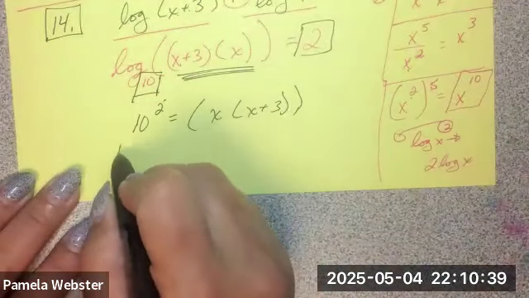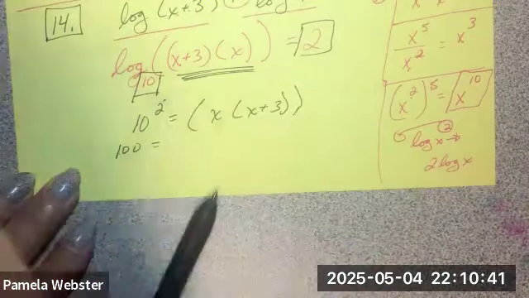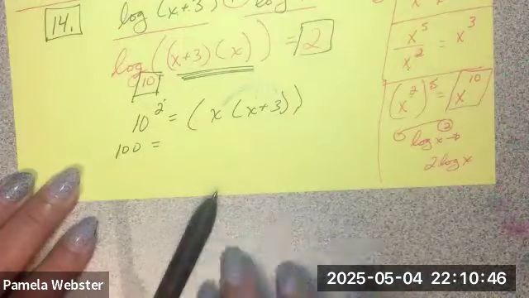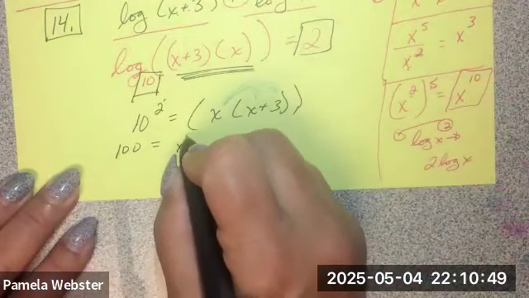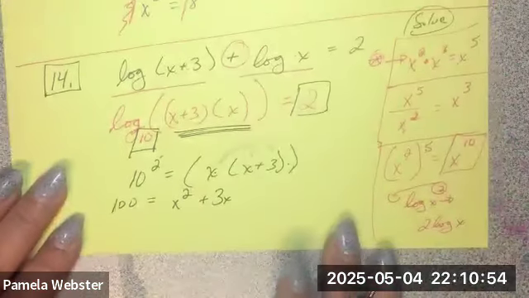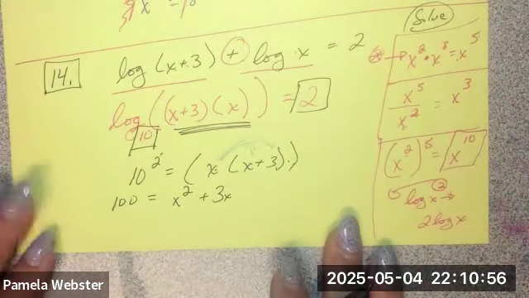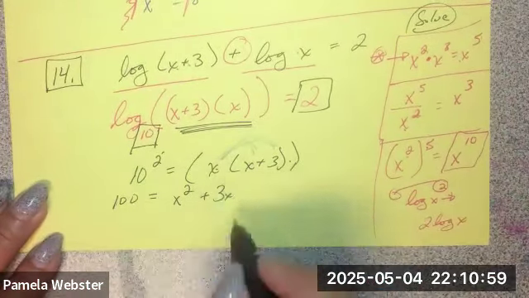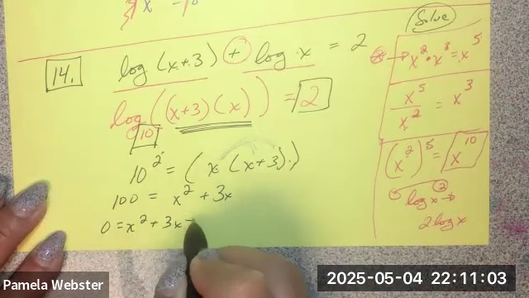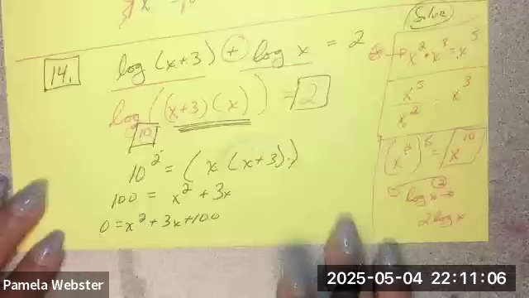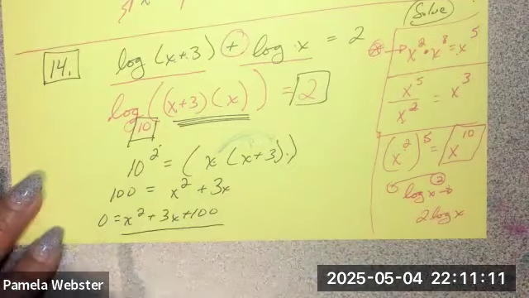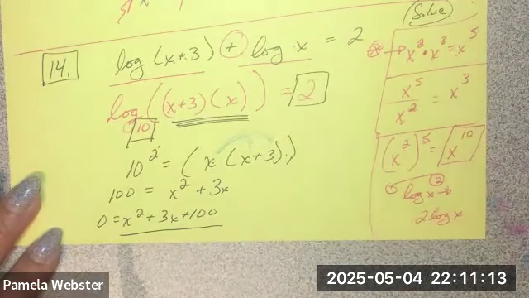Okay, 10 squared is 100. I'm going to distribute that x in. Okay, x times x is x squared plus 3x. And now what I've got is actually not too bad, right? I'm going to rearrange this. 0 equals x squared plus 3x minus 100. Okay. They want me to solve. I've got a quadratic here, and I'm looking at it going, that guy's not going to factor, right?